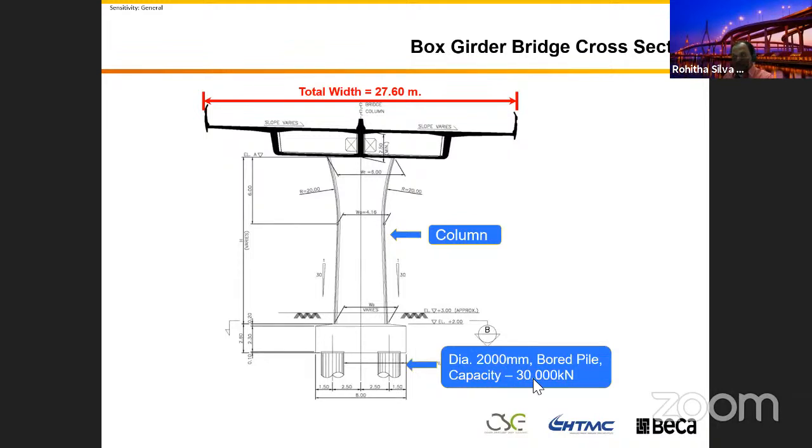You can see the pile capacity is 30,000 kilonewton, or 30 meganewton. It's a massive pile. The length of this pile is 60 plus meters. Why do we do that? And you've got a column 6 meters in width, but if you look at the thickness of this column, if I remember these numbers, I think it's about a meter, right?